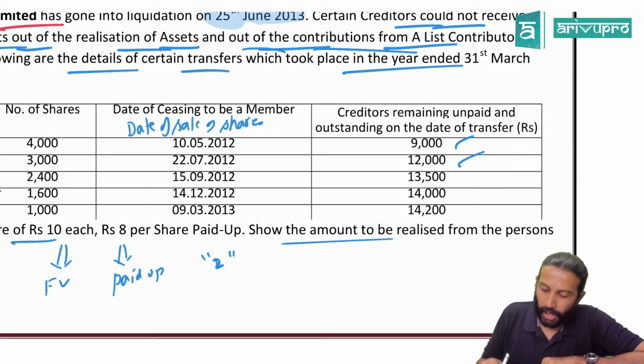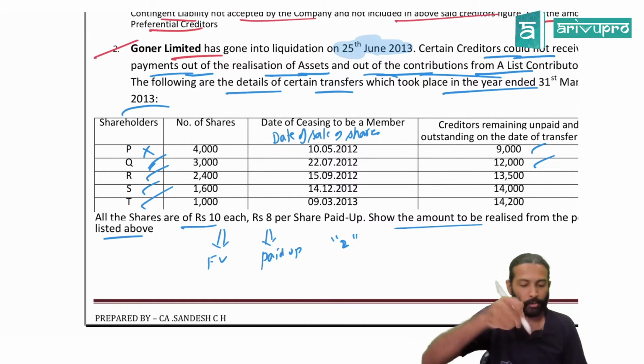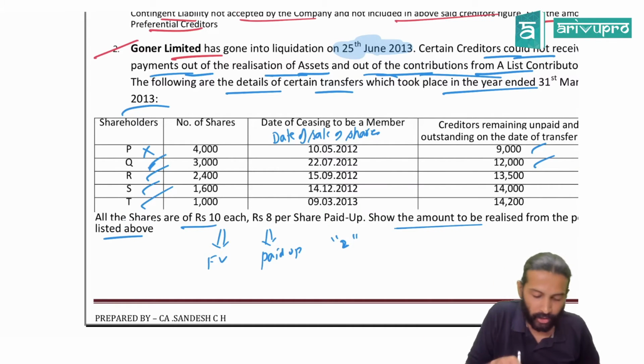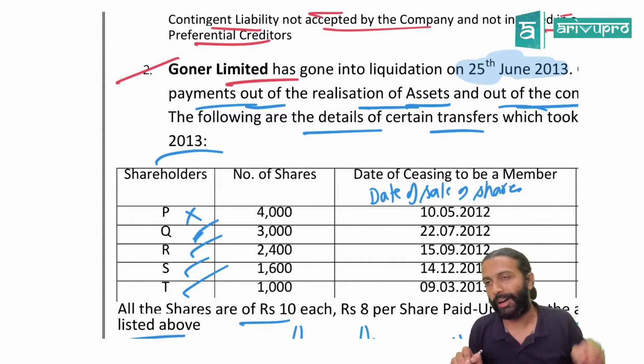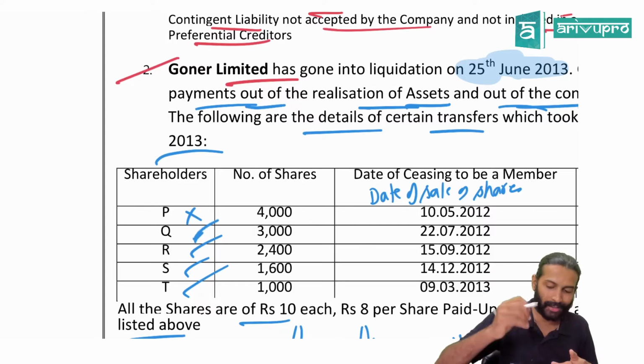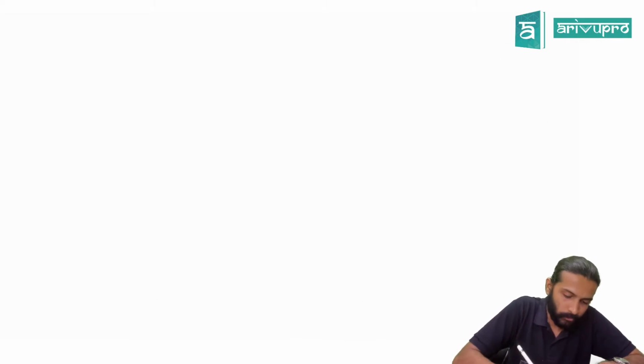Show the amount to be realized from the persons listed above. How much money can you collect from these persons? They are asking. Can you collect even a single paisa from Mr. P? No. Why? Because P is not a List B contributory. From others, we can collect. How much? We will see. I'll put up the solution. Can I start now? Okay.